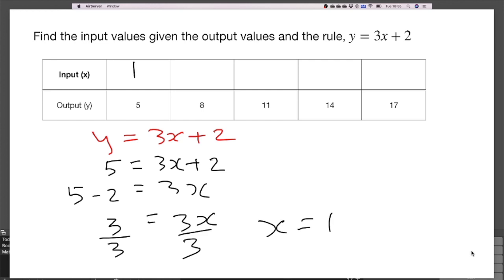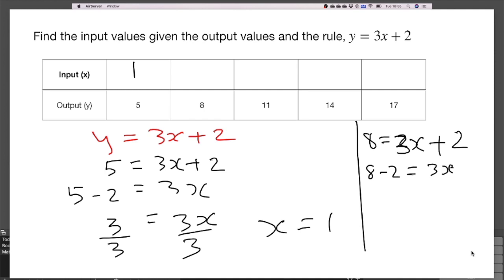Now you need to do the same thing for 8. So 8 is equal to 3x plus 2. Move the 2 to the other side, so you get 8 minus 2 is equal to 3x. If you simplify that and divide by 3, you will get x is equal to 2. So we know that that one there is equal to 2. You do exactly the same thing for 11, the same thing for 14, and for 17.